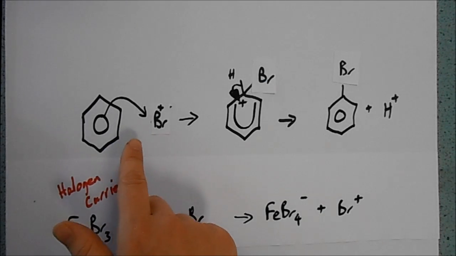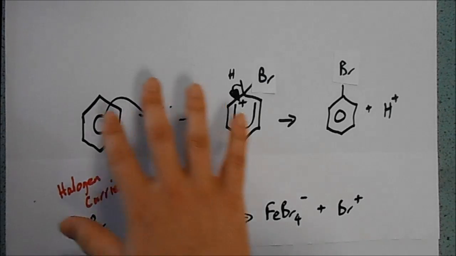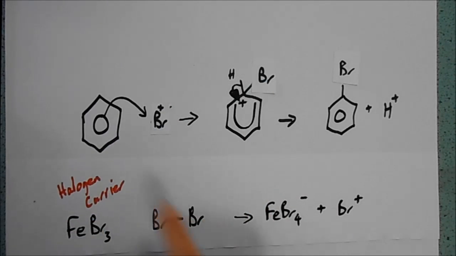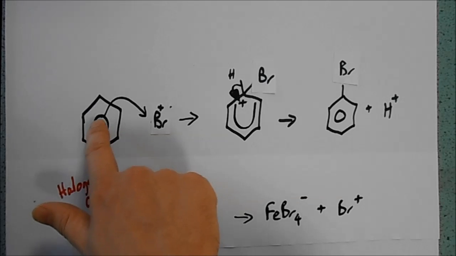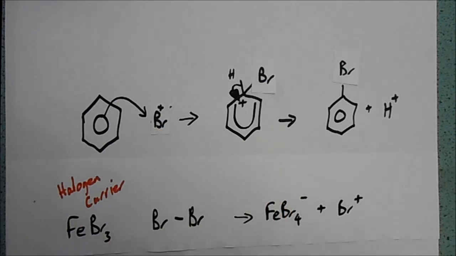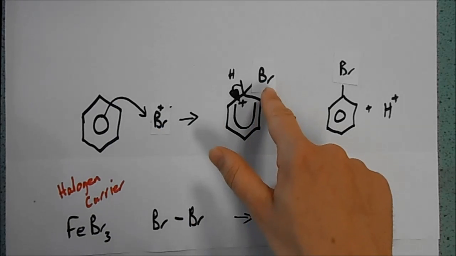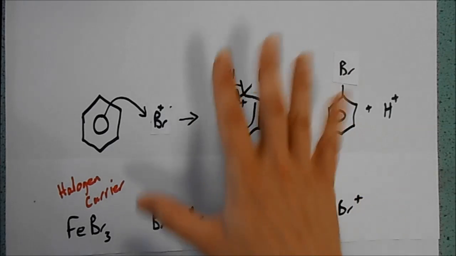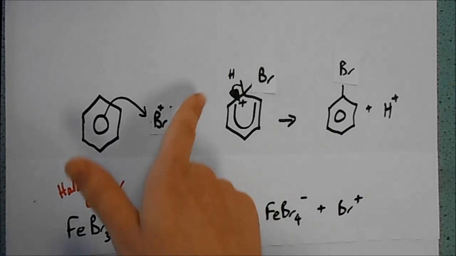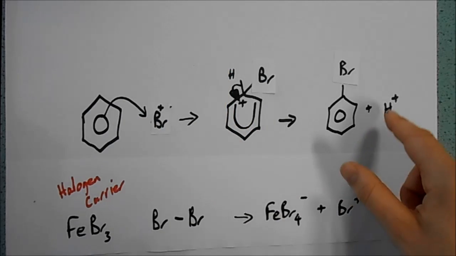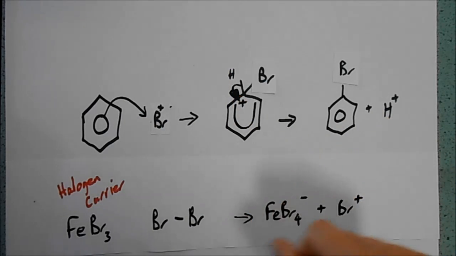We have to have all of these chemicals in the same place at the same time, but look, the mechanism's the same. Delocalized electrons in the ring attack the Br+. The Br+ then forms this intermediate, same mechanism, everything's the same. The H+ is formed by the breaking of that bond there. The delocalized ring is formed, and we end up with H+.